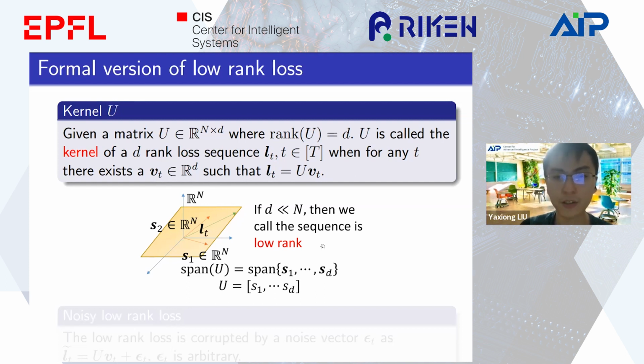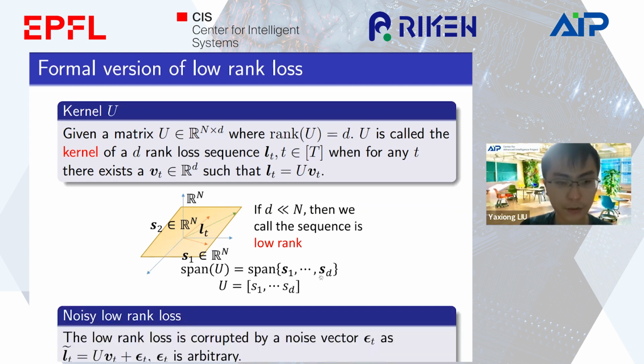If the rank of the kernel U is very small, much smaller than the dimension of the loss vectors, we call the loss sequence low rank. But precisely how small should this d be? From the following part, we will say that d should be on the order of the square root of log n. It must be quite small.